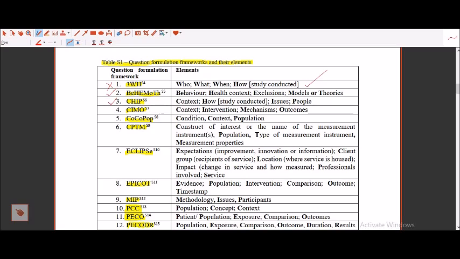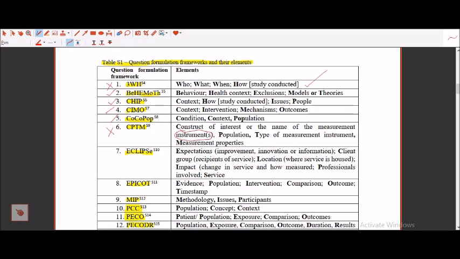The fourth one is CIMO. This I have discussed in my Excel sheet, that is context, intervention, mechanisms, outcomes. Then is COCOPOP, that is condition, context, population. CPTM, this I did not, because there are certain protocols or frameworks which require more discussion, therefore I did not take it. For example, in CPTM, I'm talking about a particular instrument, and you will be amazed if I show you one or two websites wherein certain things have been discussed in depth, and going forward, each one of you who understands the importance of these things will know how to implement or imbibe these points into your research.